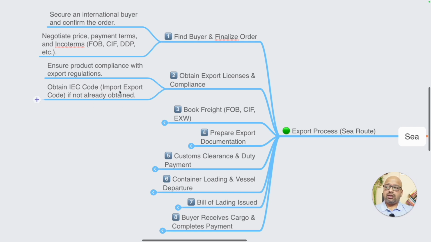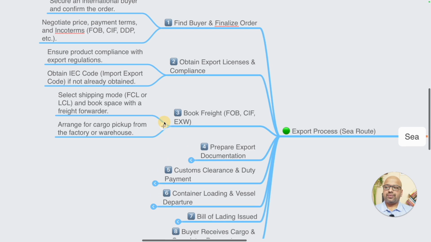And there will be additional documentation, again specific to your products. There is a set of documents that you need for any product, but if you're dealing in some specific products, your industry or your particular HS code will have specific requirements. So that also varies. Then comes the booking freight option.